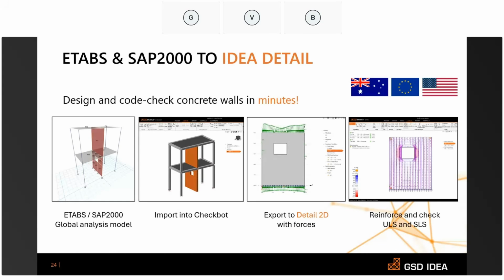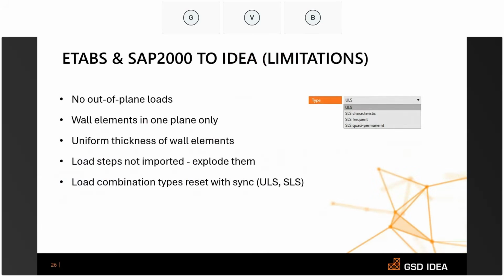A few notes that you have to be aware of when using this link: at the moment, the out of plane loads are not transferred, since Detail 2D is meant for in plane behavior. The walls have to be in one plane since this is a 2D solution, and also, as I mentioned, the thickness of the wall element has to be uniform.